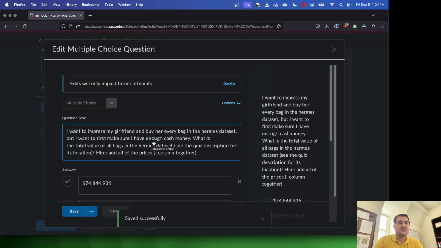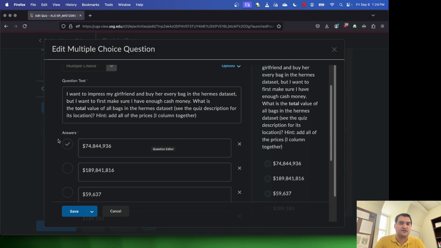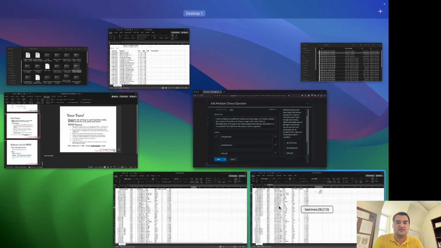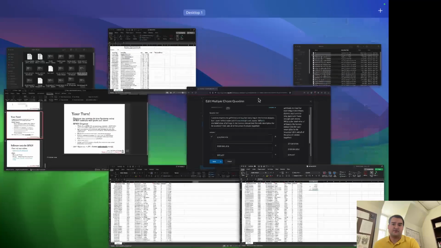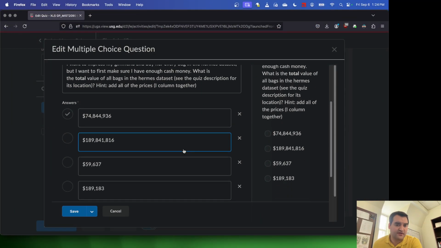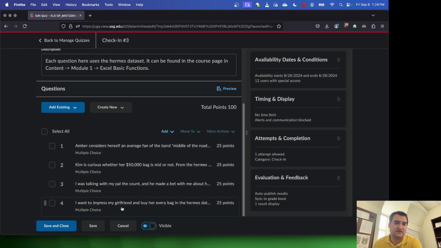The final question says, I am trying to impress my girlfriend and buy her every bag in the Hermes data set, but I first want to make sure that I have enough cash money. What is the total value of all bags in the Hermes data set? Hint, add all the prices. So let's do that. Let's use the sum function here. And let's take all of our prices and add them together, which is going to yield us $74 million. So we look at our answer choices, select $74 million, and we are all set.